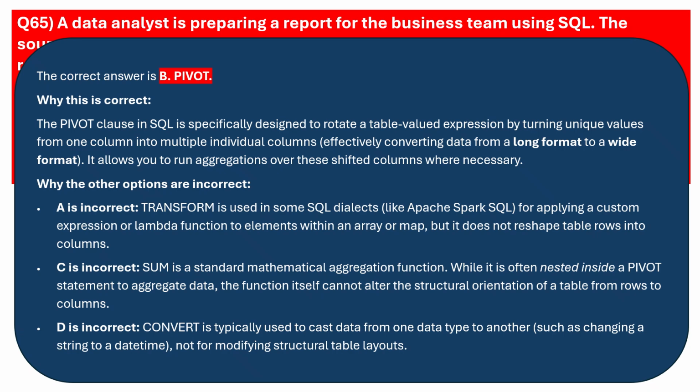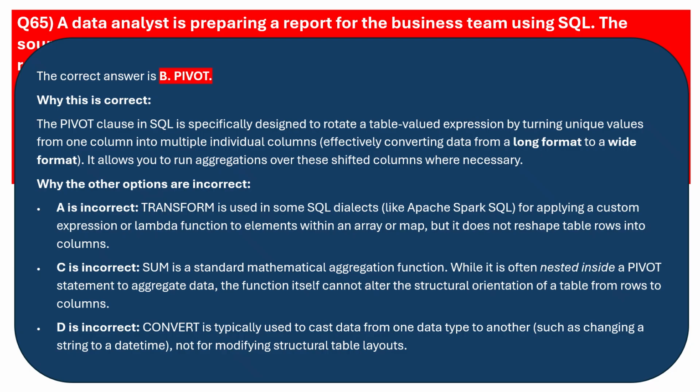Why the other options are incorrect. A is incorrect. Transform is used in some SQL dialects, like Apache Spark SQL, for applying a custom expression or lambda function to elements within an array or map, but it does not reshape table rows into columns. C is incorrect. Sum is a standard mathematical aggregation function.